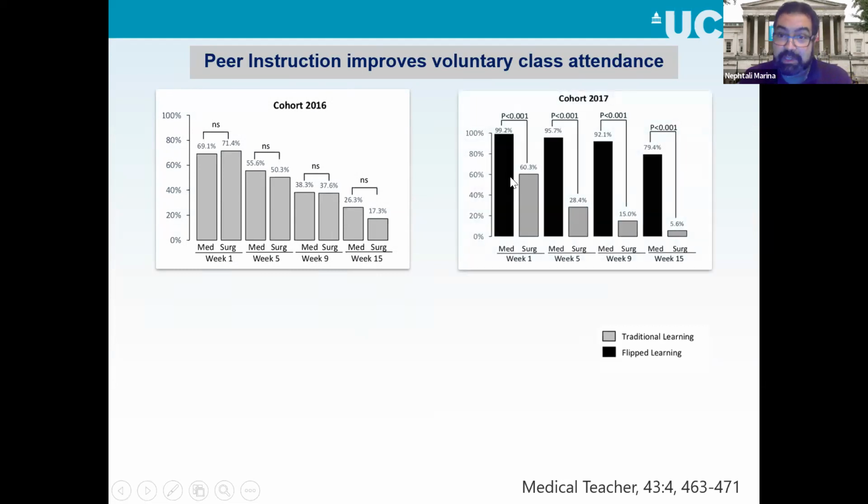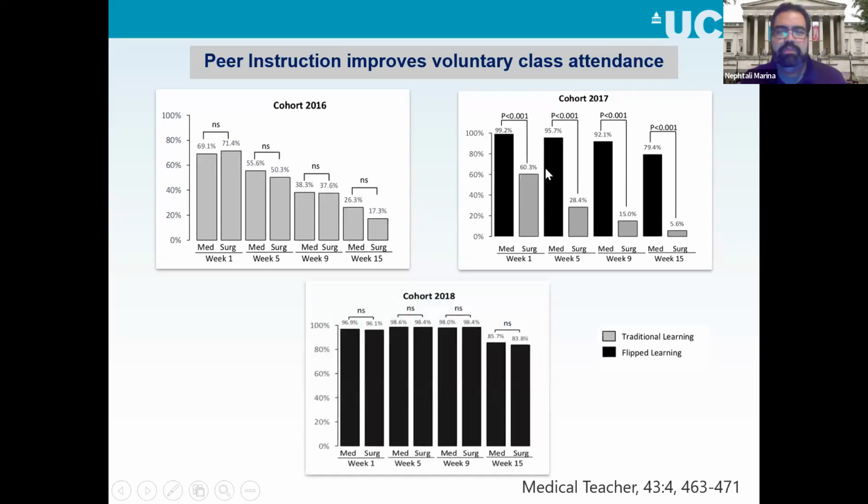So in 2017, when peer instruction was implemented, you can see that once again, now here we're comparing obviously the surgical component, which basically stayed the same with traditional lectures, you can see the same trend happen. So the attendance was dropping and dropping and dropping until it became really, really abysmal. But in the medical component, which was delivered with peer instruction, the attendance was pretty good throughout the duration of the course, and it was sustained for the whole duration. So that was where I think it was the biggest element of success.